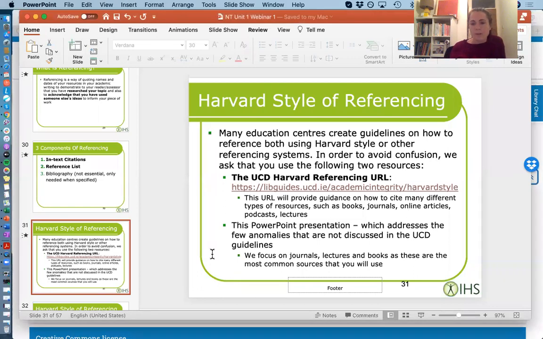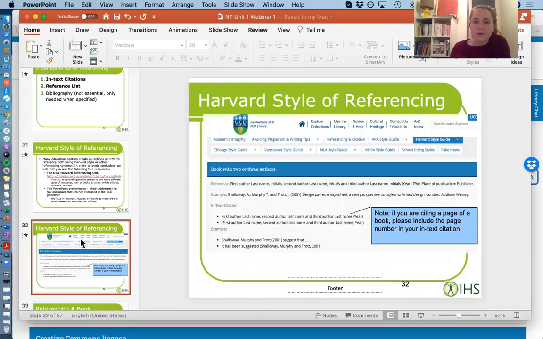There are a couple of anomalies though that are not discussed in the UCD guidelines, and we have them in the Part 6 PowerPoint. What I'm going to go through now is just some basic references for books, websites, e-journals and IHS PowerPoints, just to highlight what we're looking for, because it's so important to get used to using this.